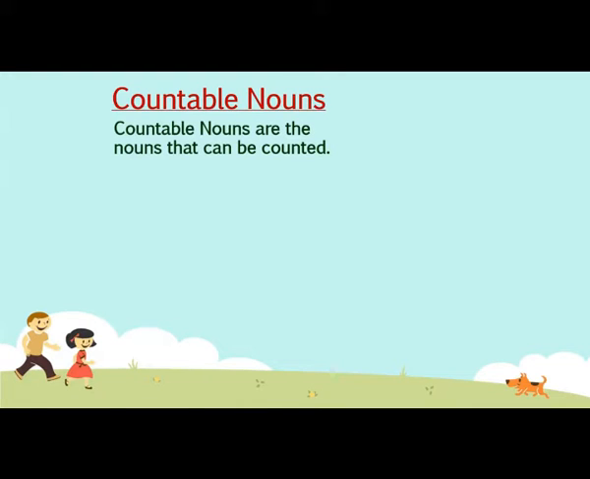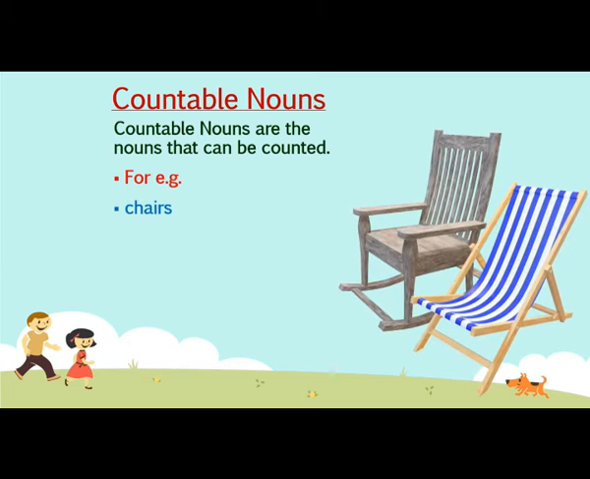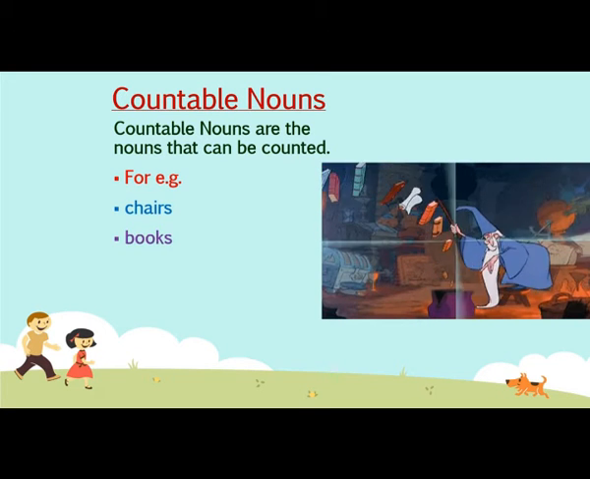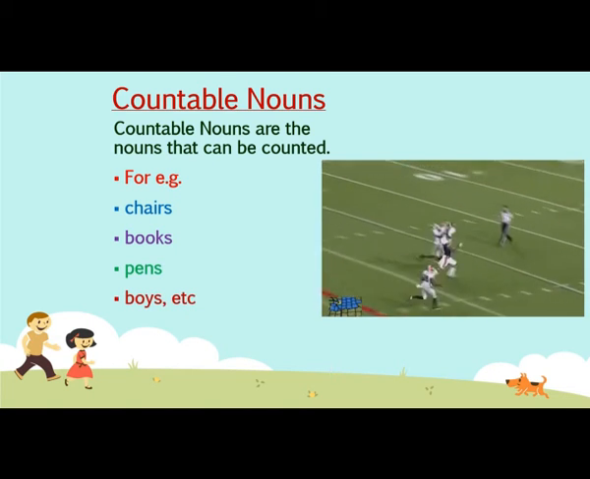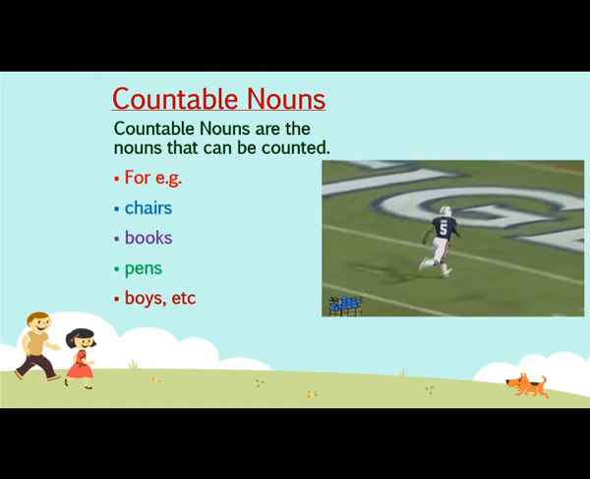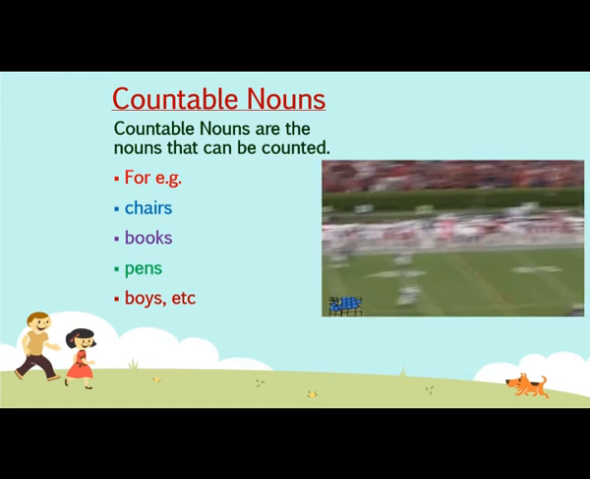Countable nouns are the nouns that can be counted. For example, chairs. How many chairs do you see in the picture? 2 chairs. Can you count the books here? There are too many books. Books, pens, and boys. There are many boys in the video.